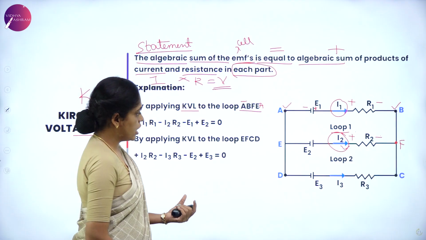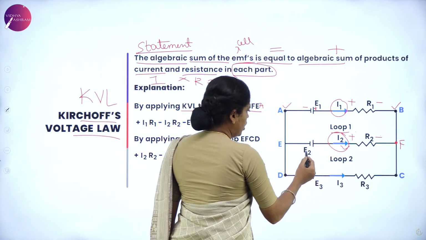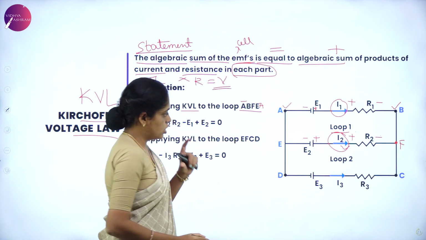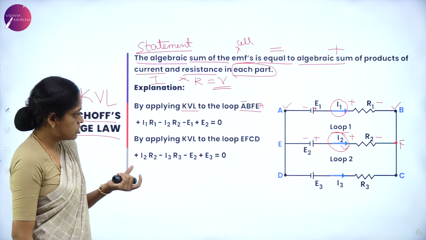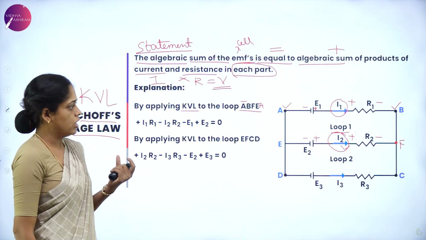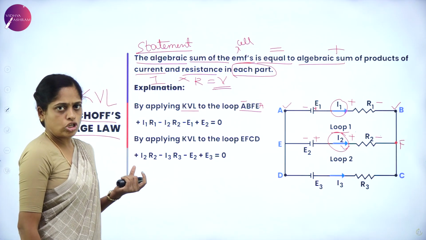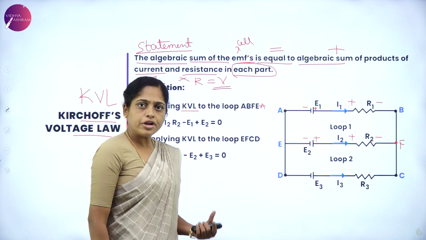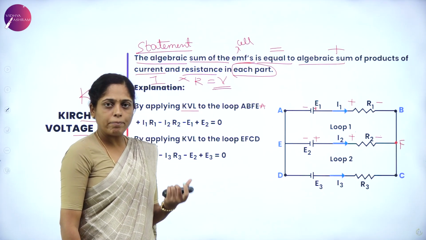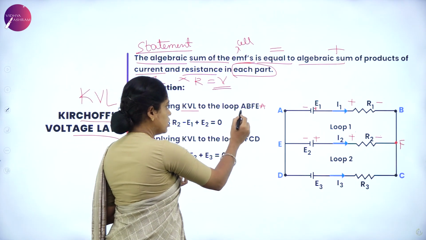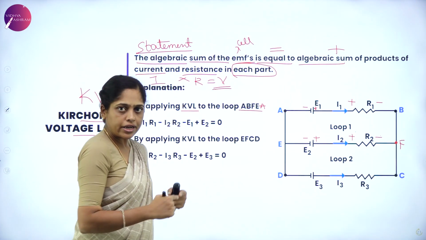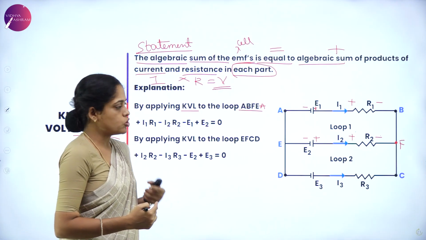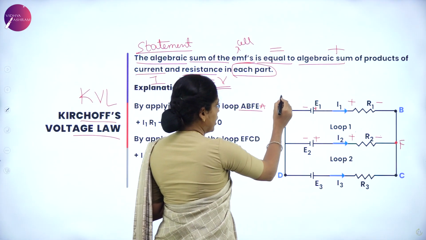Then we have the cell of EMF E2. For this, the sign convention: the longer line is positive terminal and the shorter line is negative terminal. Keeping the sign convention, let us apply the Kirchhoff voltage law. According to the naming of the loop, we have to apply the KVL. So here the loop is starting from point A, ends at A as it is a closed path. So let us start from A.